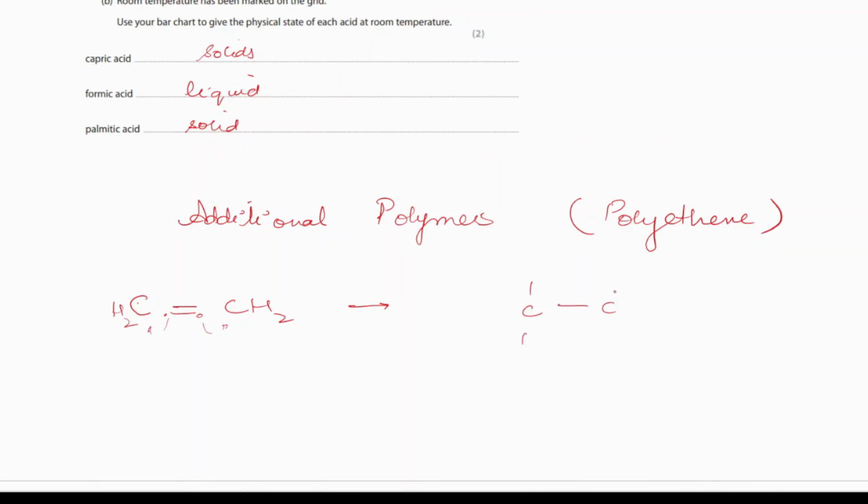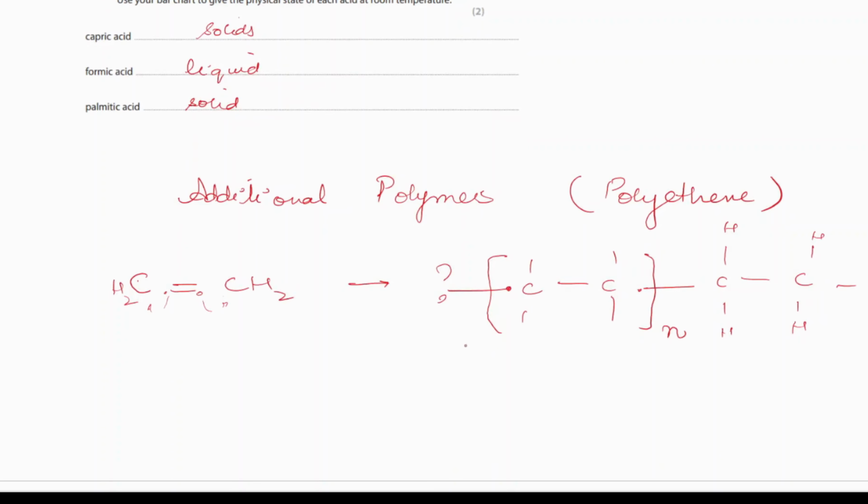These bonds would be shared over here with other units of ethene. So this unit of ethene would be repeated multiple times. Again, we would have ethene over here and here, here and here. Similarly here, a unit of ethene would be repeated many times. And the single unit is known as the monomer.